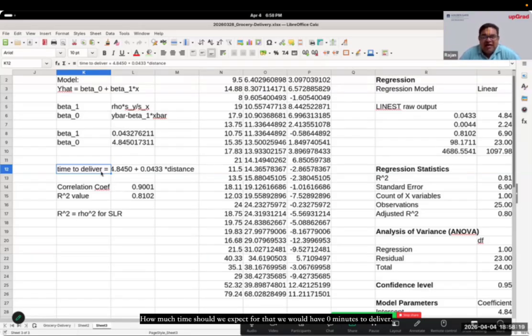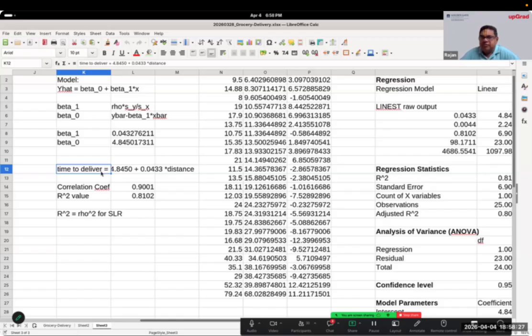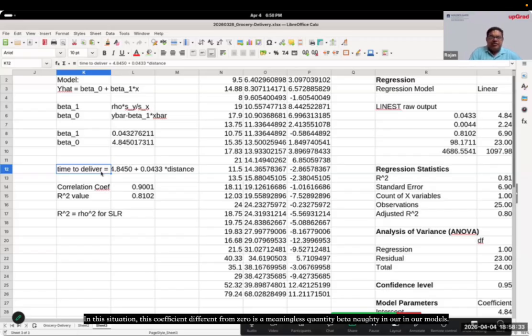You could think that some of these variables might be interacting. Everything is around interaction terms, right? In this situation, we do the same as we had done before. However, this coefficient, different from 0, is a meaningless quantity.